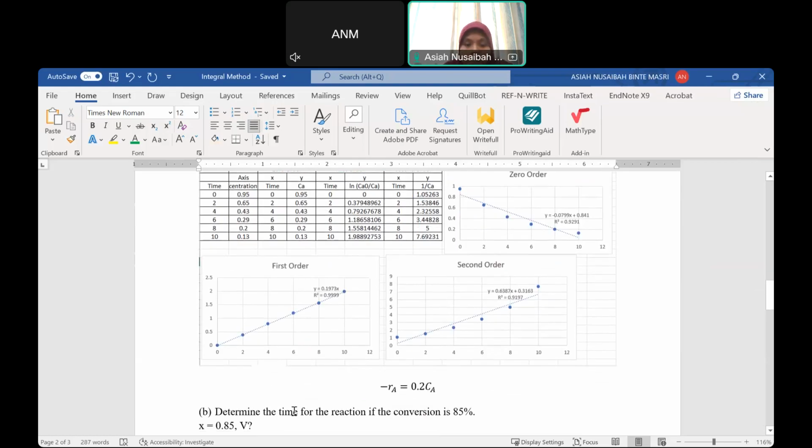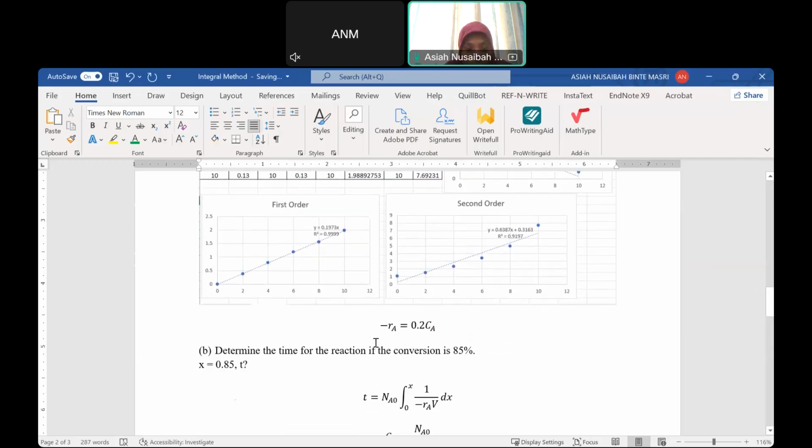Determine the time for the reaction if the conversion is 85%. Okay, so x is equal to 0.85. What is the time? So this is a batch reactor, so we write back the equation for batch reactor.